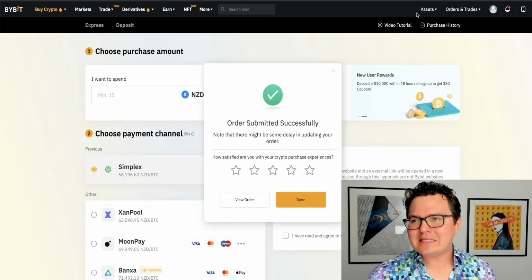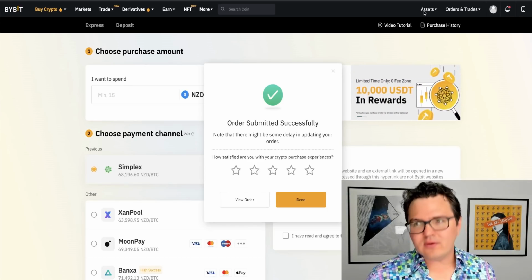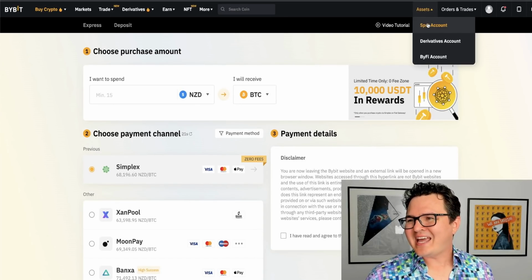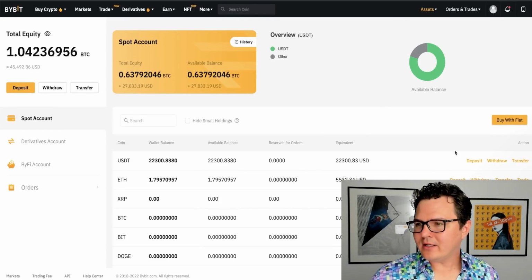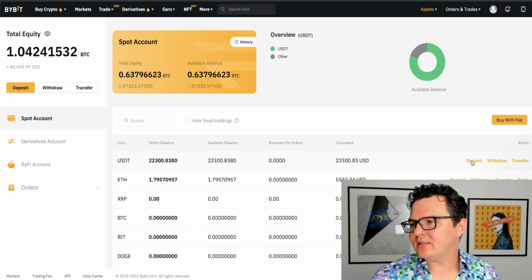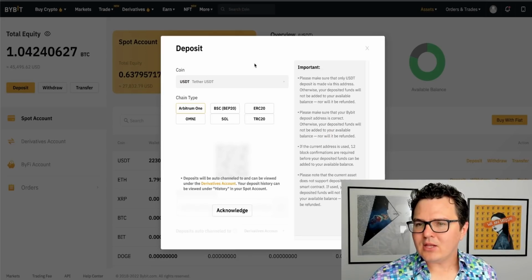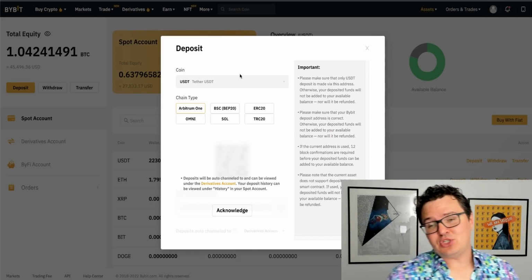Now the other way to get Bitcoin or Ethereum or USDT into your account is actually by going over here and clicking on Assets and going to Spot Account. So let's go ahead and click on USDT. We'll just deposit some dollars here just as an example. So click on deposit, and you actually see you have lots of different chains supported here.